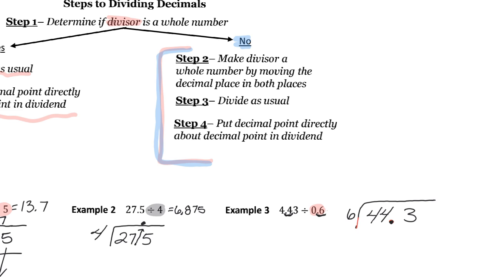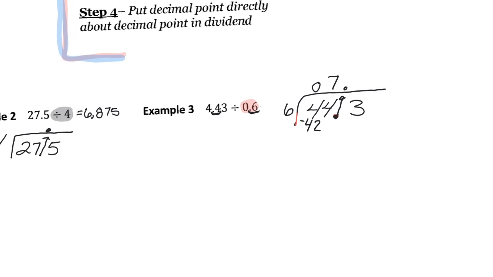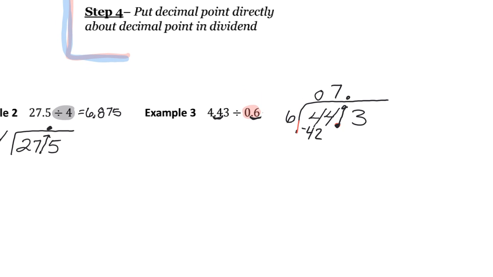Okay, so now we divide as usual. Make sure if your decimal place is here that it comes up and it gets placed there. So 6 goes into 4 0 times, but it does go into 44 7 times, which is 42. I'm going to zoom out a little bit because I'm running out of room here. Okay, so this is 2, bring down the 3. 6 goes into 23 3 times, which is 18. We have a leftover of 5.